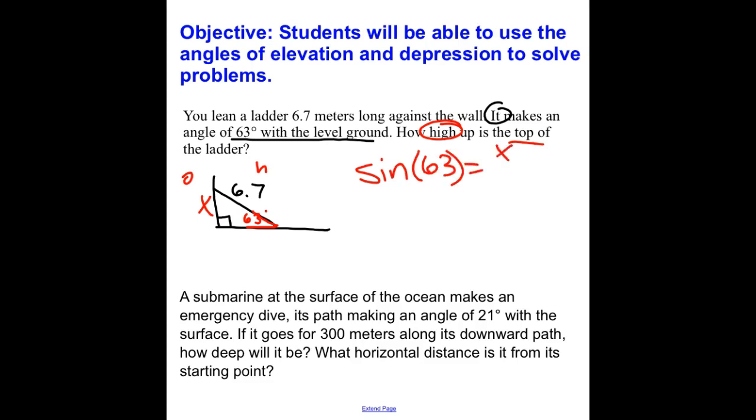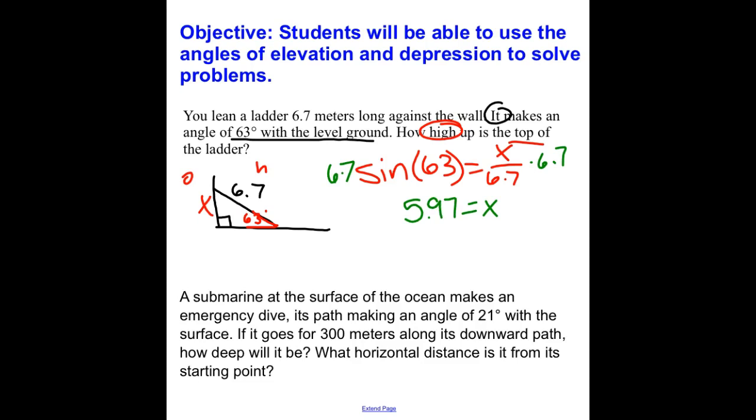It equals the opposite over the hypotenuse. I multiply both sides by that bottom. I don't have to do any switching this time. And I can get my x. I just go 6.7 sine of 63. And we should get it to be about 5.969. It doesn't tell us what to round to. I'm going to give it just 2 decimal places to be safe.